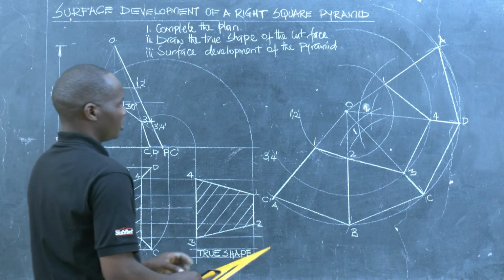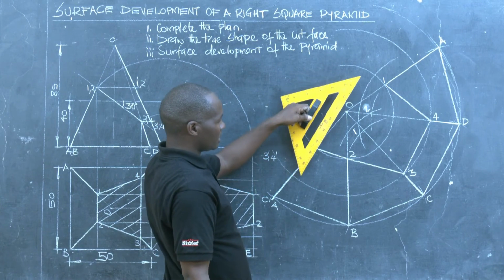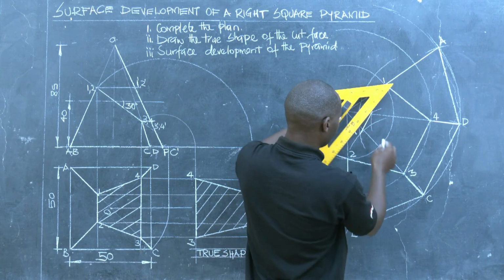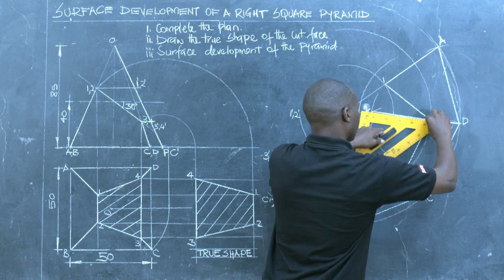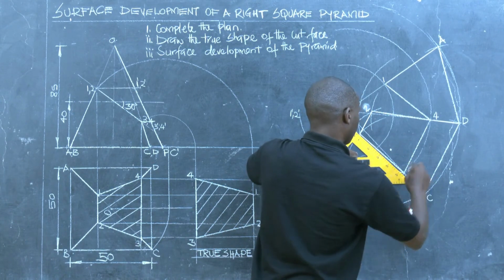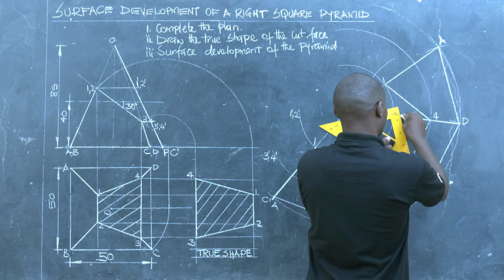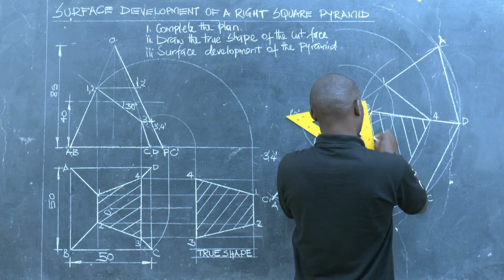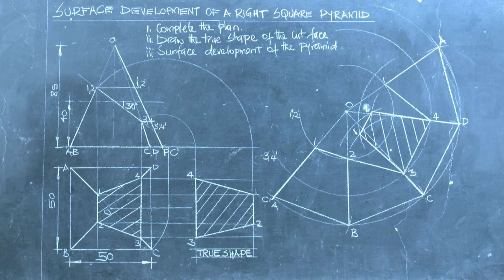And therefore what remains is to join those points with straight line to define the truncated face. And then again we also hatch it to indicate that it is a cut face.